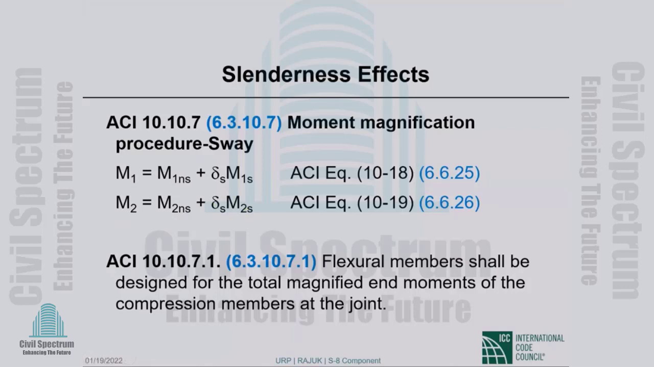I want to read the definitions of, let us say, M sub 1 ns and M sub 1 s from 318, chapter 2, where the definitions are.